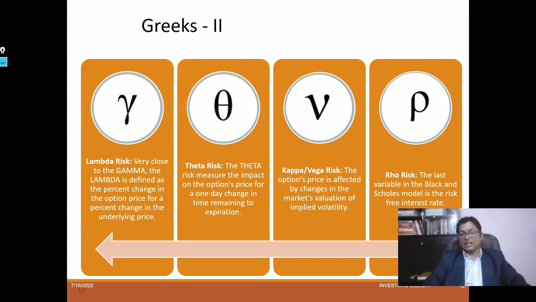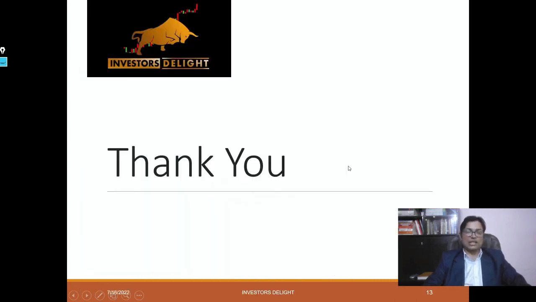And then we have theta. Theta risk measures the impact on the option's price for a 1 day change in time remaining to expiration. Similarly, kappa, which we also call Vega risk, is how the option's price is affected by changes in the market's valuation of implied volatility. And Rho risk is the last variable in the Black and Scholes model, and it is the risk-free interest rate. So that's how we complete all the Greeks here. And with this, I would like to say thank you, and we'll meet in the next section.